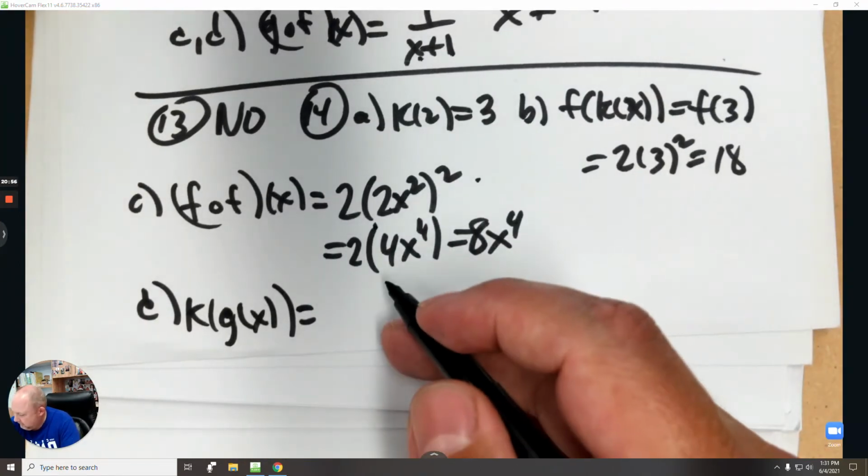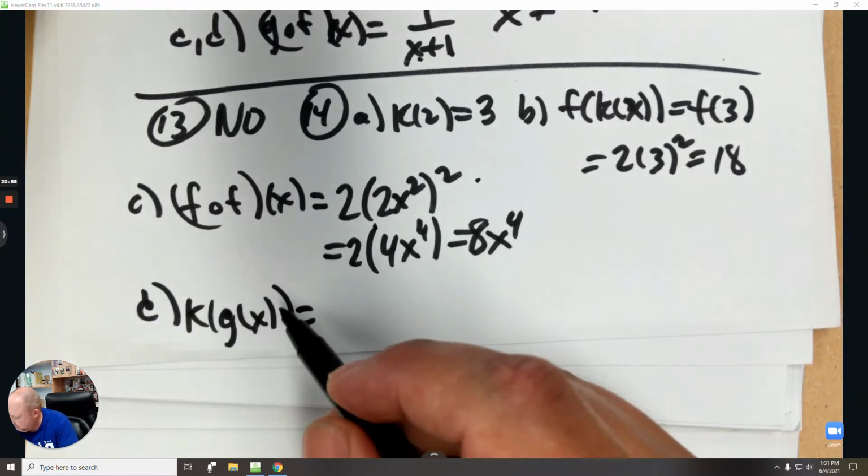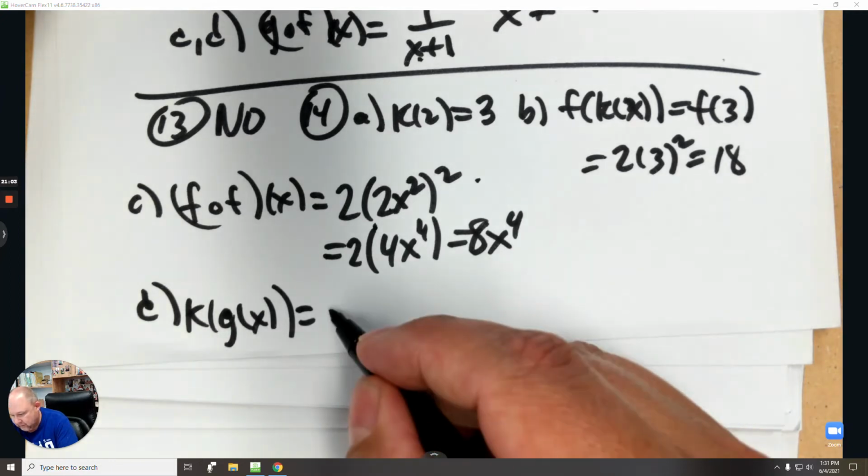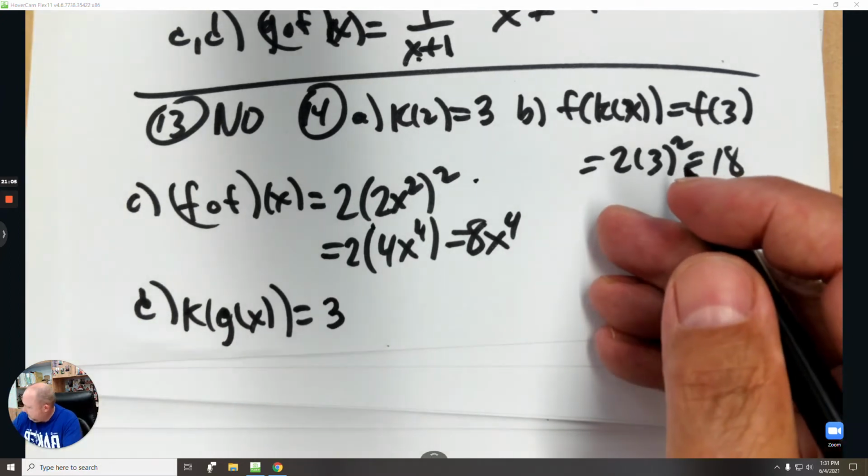So again, for this one, we're taking g and plugging it into k. Now, no matter what you plug into k, the answer is always 3. So this answer is 3.